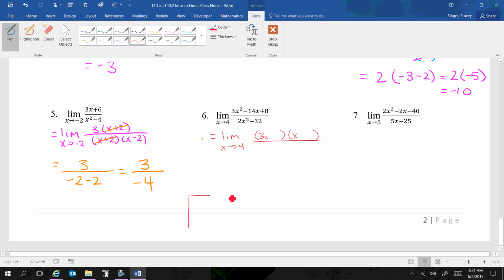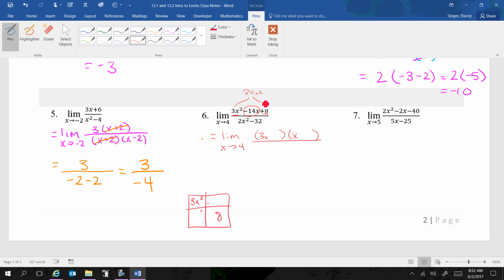If you were to draw a box, the first term always goes in the first square. The last term always goes in the last square. And then the two middle terms have to add up to that middle term, and they have to multiply to 3x squared and 8x, so that would be what, 24x squared? So what numbers multiply to 24x squared and add or subtract to 14x?